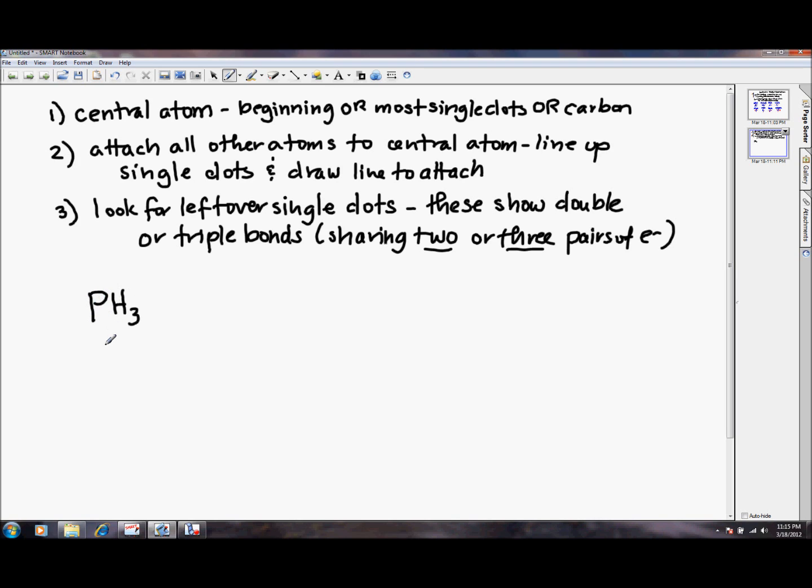Okay, so the next thing we have to do is find the central atom, and we have to draw the Lewis dot symbol. Now remember I said it's the one at the beginning, usually, it's P, or it's the one with the most single dots. Now hydrogen has the same pattern as all of the alkali metals, so it has 1 dot. So that's 1 single dot. Phosphorus, if you look back at the pattern for phosphorus, has 5 valence electrons, means it has a pair, and then 3 single dots. So that's going to be our central atom.